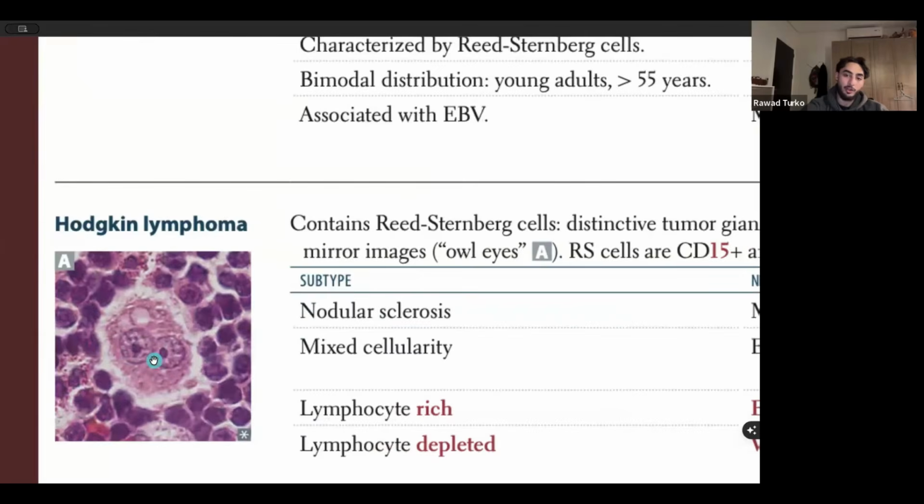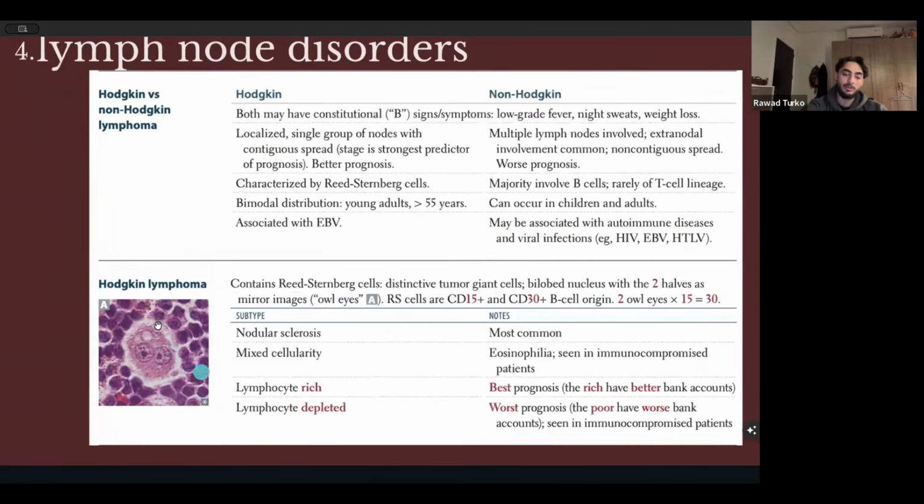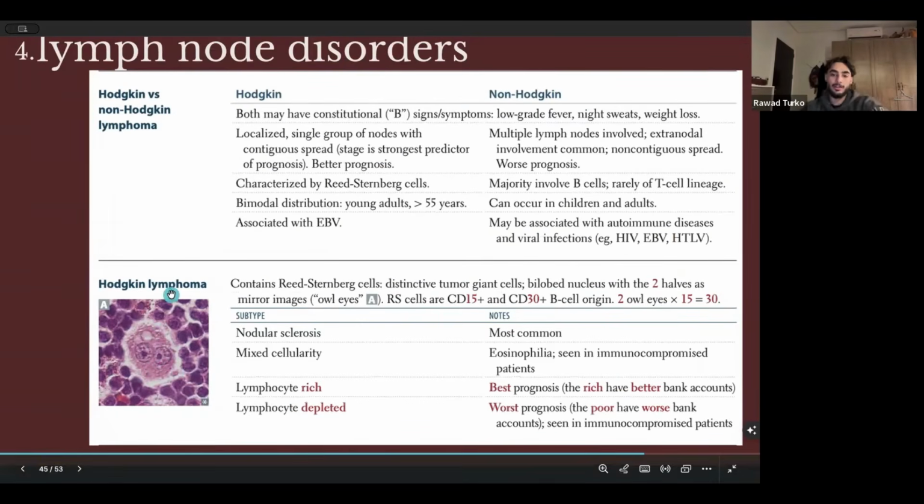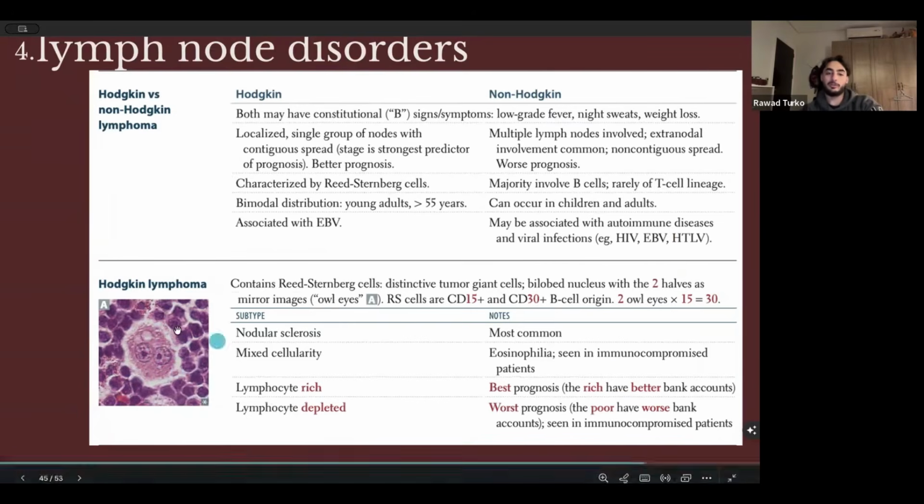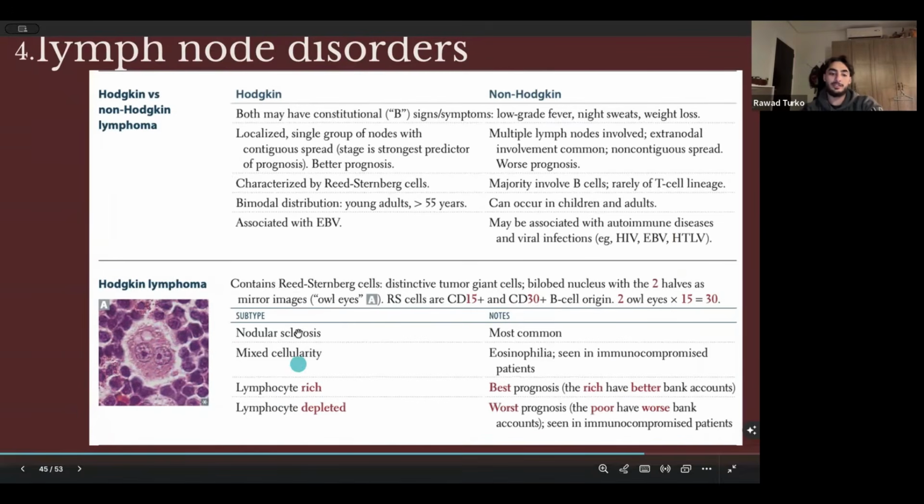The bilobed nucleus literally does look like an owl eye. So these are called owl eyes. That's how you know what a Reed-Sternberg cell looks like. These are the different kinds of Reed-Sternberg cells that we're going to get into in a minute.